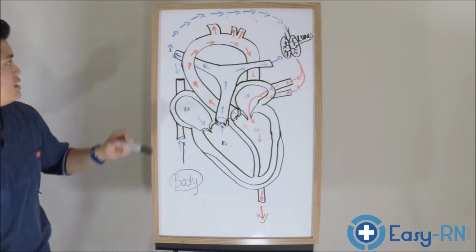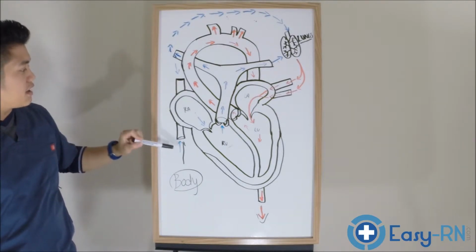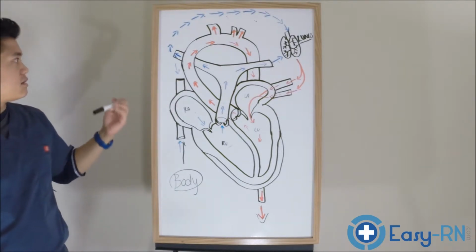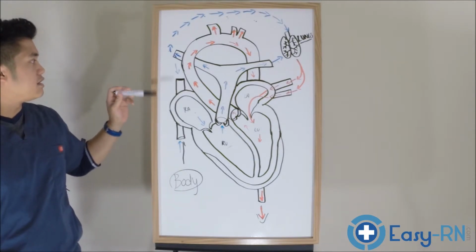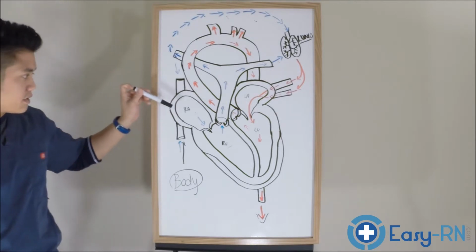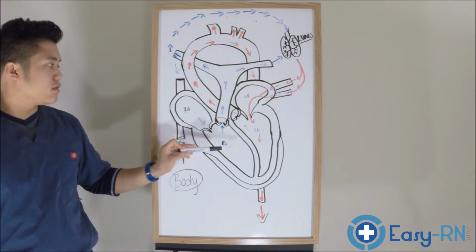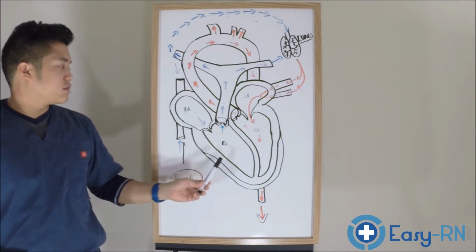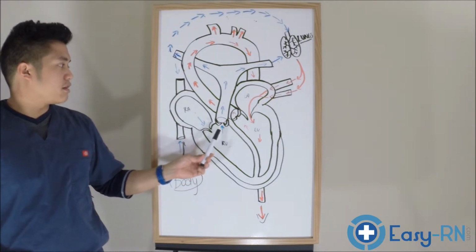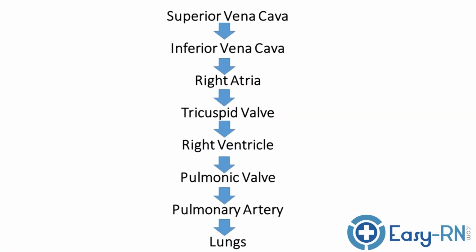So we have the superior vena cava and the inferior vena cava delivering deoxygenated blood into the right atrium. The blood in the right atrium passes through the tricuspid valve into the right ventricle. The right ventricle's blood goes through the pulmonic valve into the pulmonary artery that branches into both lungs.